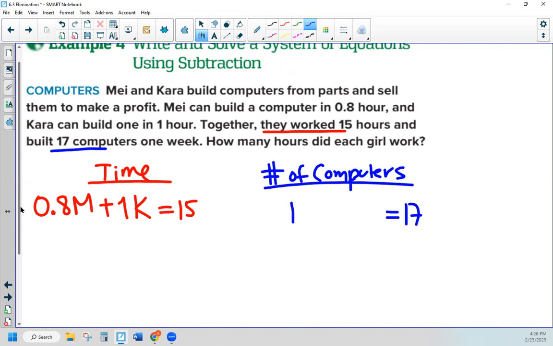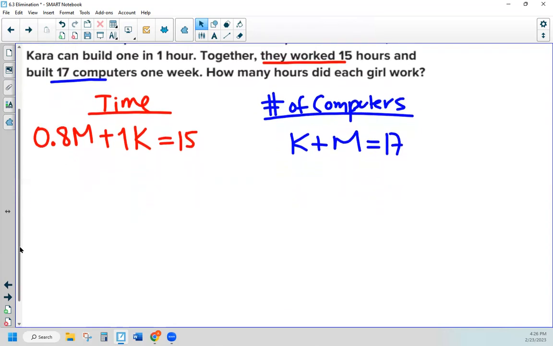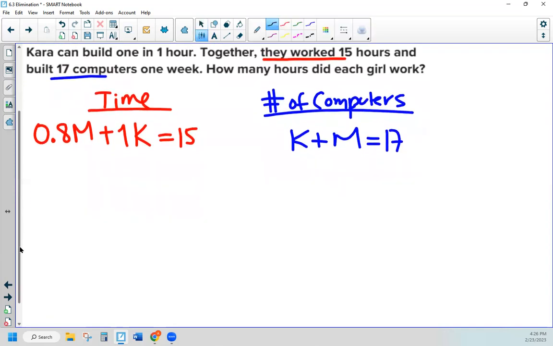But what we do know is that Kara and May together, and we need to have the same variables, they both made 17. So there you have it. We have 2 equations and they both have the same variables. They have a K and an M. So what do we do here? Well, we do the elimination process. We can either graph this, do elimination, or substitution, but it just happens that we're doing elimination.